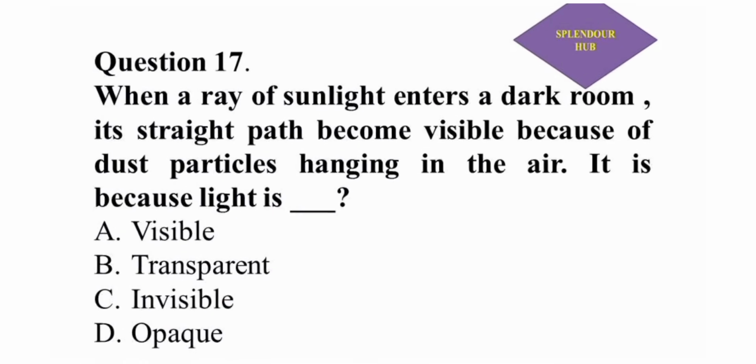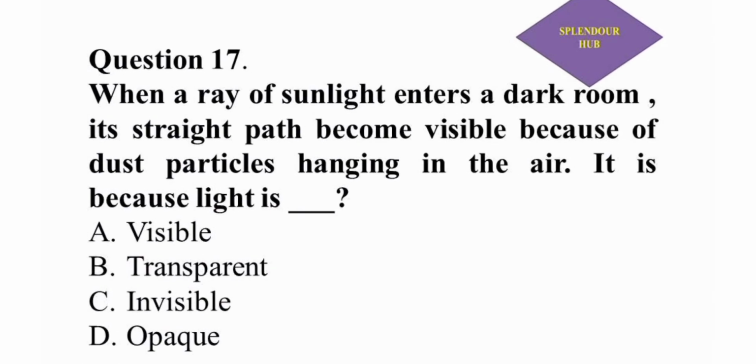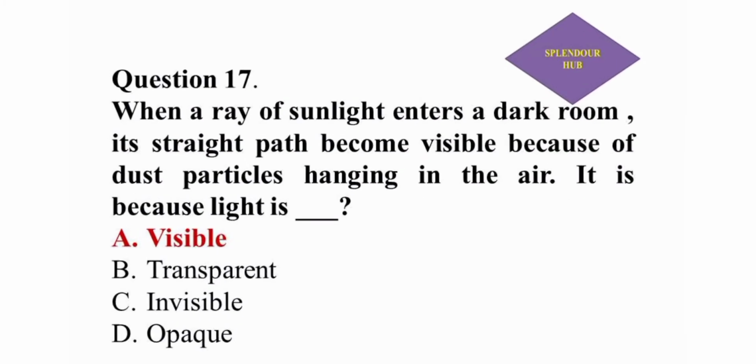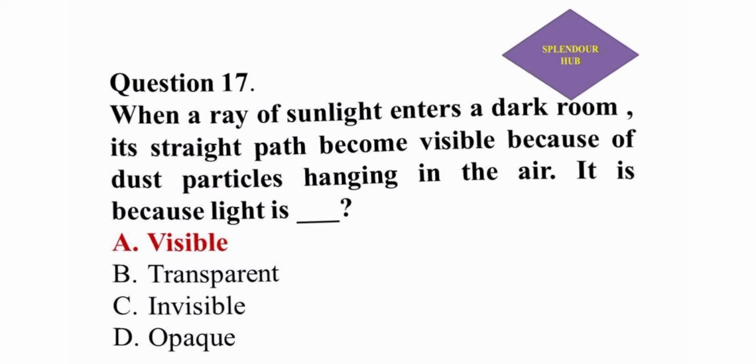Question 17. When a ray of sunlight enters a dark room, its straight path becomes visible because of dust particles hanging in the air. It is because light is option A visible, option B transparent, option C invisible, option D opaque. Answer: when a ray of sunlight enters a dark room, its straight path becomes visible because of dust particles hanging in the air. It is because light is visible.